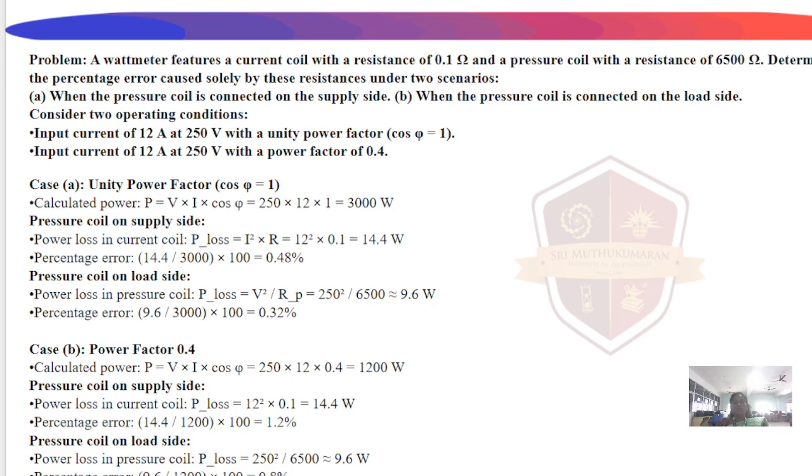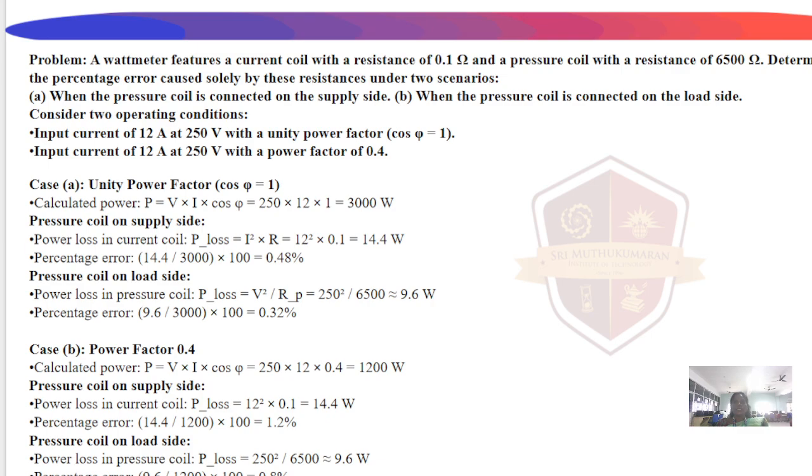We are given current coil resistance is 0.1 ohms, pressure coil resistance is 6,500 ohms, voltage is 250 volts, and current is 12 amperes. In the first case, unity power factor, cos phi equals 1. Actual power equals V into I cos phi. That is 250 into 12 into 1, which is equal to 3000 watts.